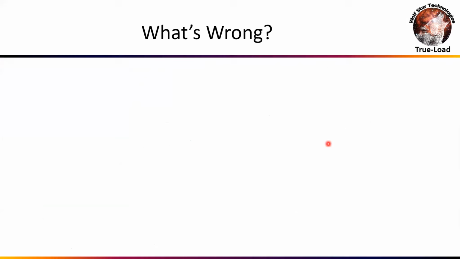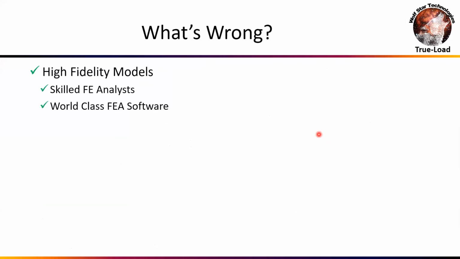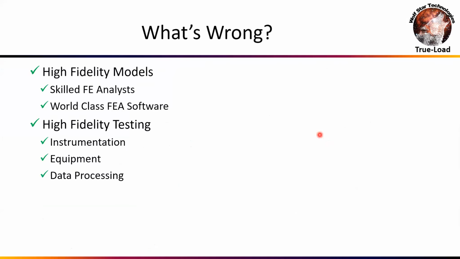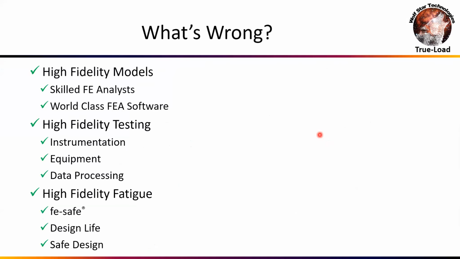So what's wrong? Your companies are investing in the right tools, skilled analysts, world-class FEA software. They're doing the right stuff by testing, and even investing in tools for doing fatigue. So you're investing in all of the right tools, but not getting the right answers. What's going on here? Well, the problem is you just got too many variables.